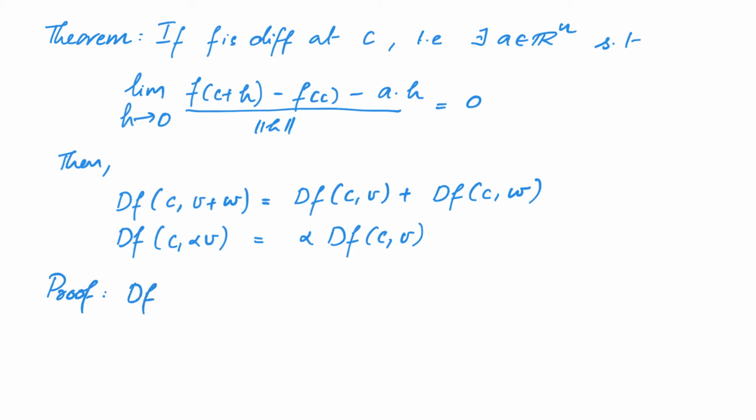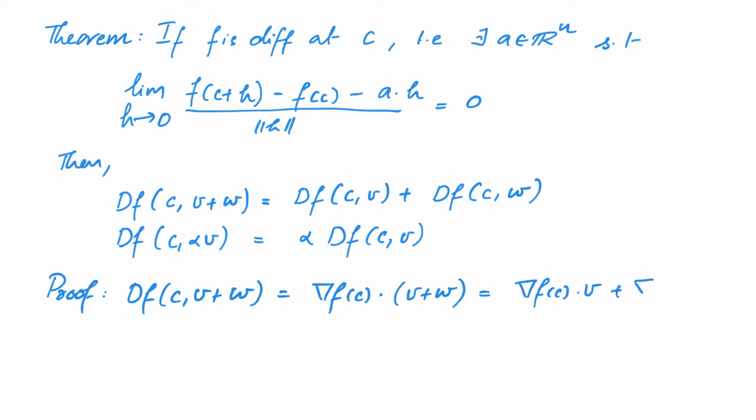Thus, the directional derivative of f at the point C along the direction v plus w is equal to grad f of c dot (v plus w). As dot product is linear, we know this is equal to grad f of c dot v plus grad f of c dot w. But grad f of c dot v is the directional derivative at c along the direction v, and grad f of c dot w is the directional derivative of f at c along the direction w.